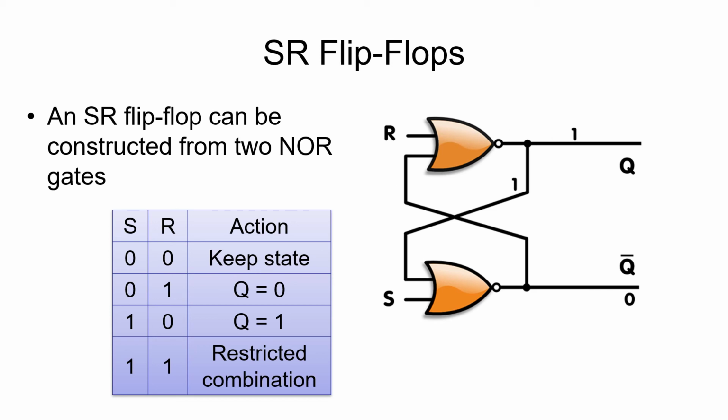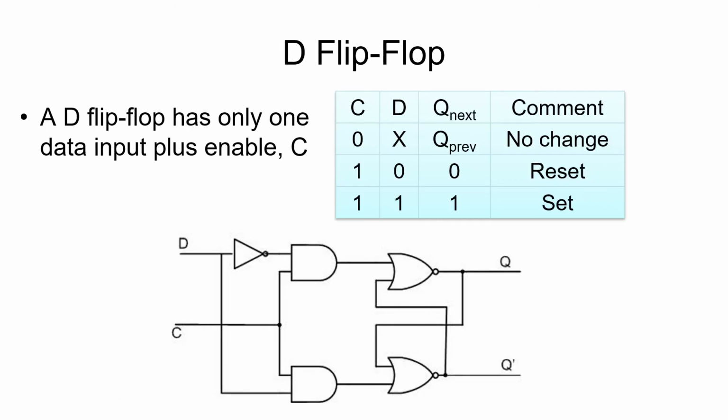Here we have R and S input. When the S is 1 and the R is 0, it sets the output to 1. When the S is 0 and the R is 1, it sets the output to 0. But when they're both 0, it stays the same value. You can combine these with a couple AND gates and a NOT gate to make a D flip-flop. D flip-flops are particularly useful for memory.